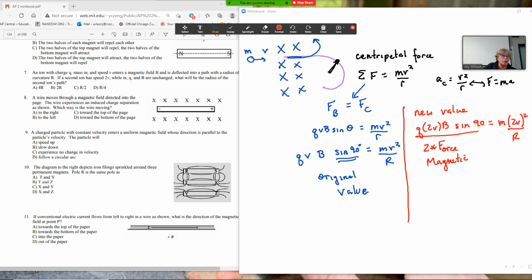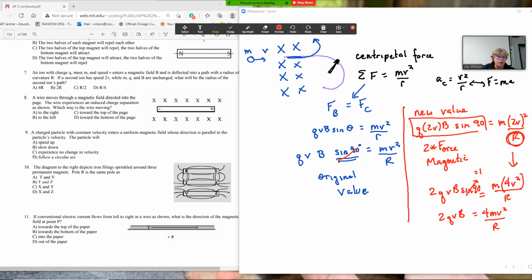So on this side we've gone up by twice as much, but on this side we're trying to solve for r. Okay, so now on top we have 4mv squared over r, and over here we have 2QvB sine 90. Now, to save myself some time, this is 2QvB. Sine of 90 equals 1. This side is 4mv squared over r.